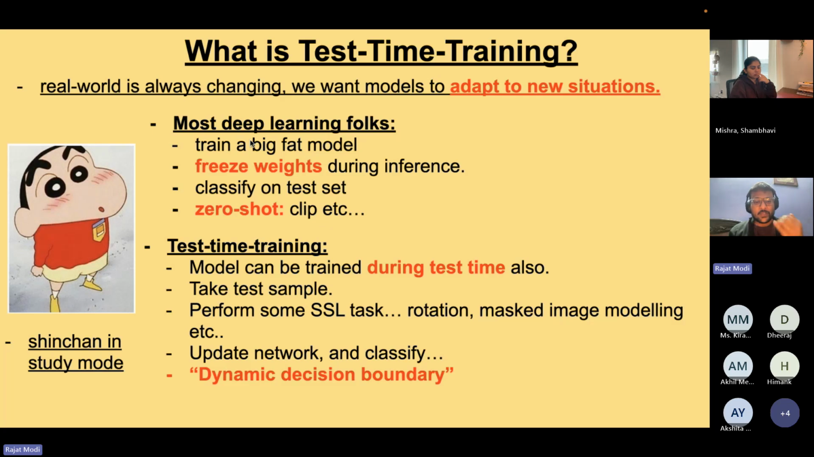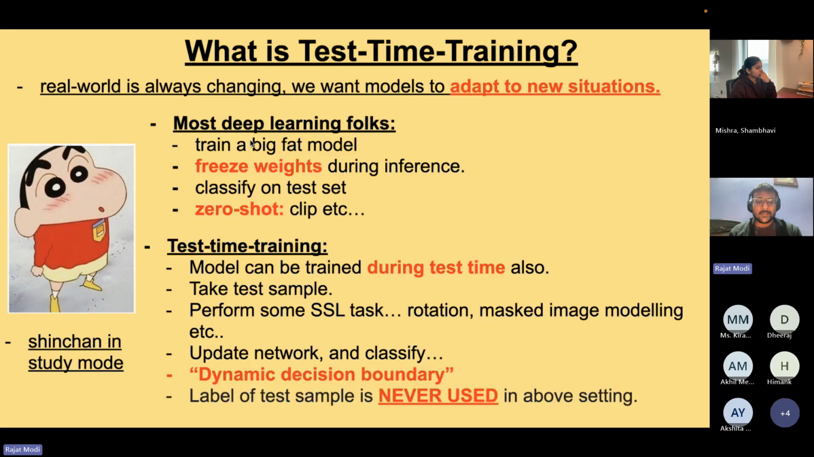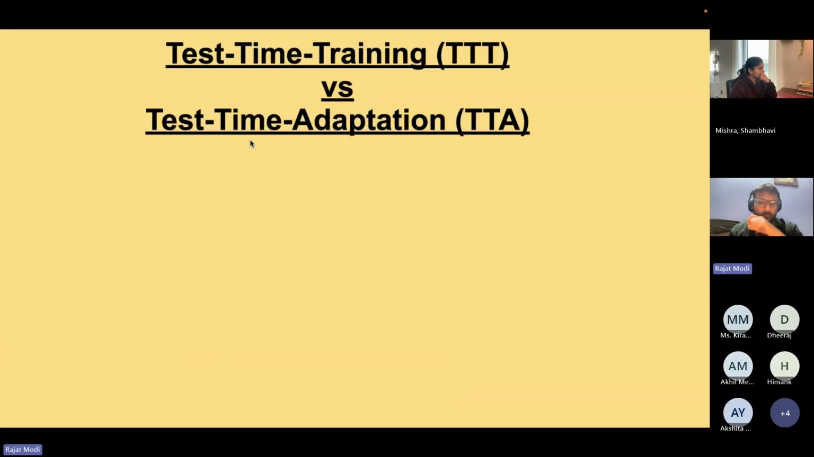So this is a dynamic decision boundary concept in which the model is also updating its weights during the testing time. And this has been found to give us better results than just keeping the model static during the inference. And so there is this notion of dynamic decision boundary that your models can also adapt themselves during the learning phase, and that is what this test time training setting is about. So when you are doing the SSL task, there is no label of the test sample being used in the above setting.